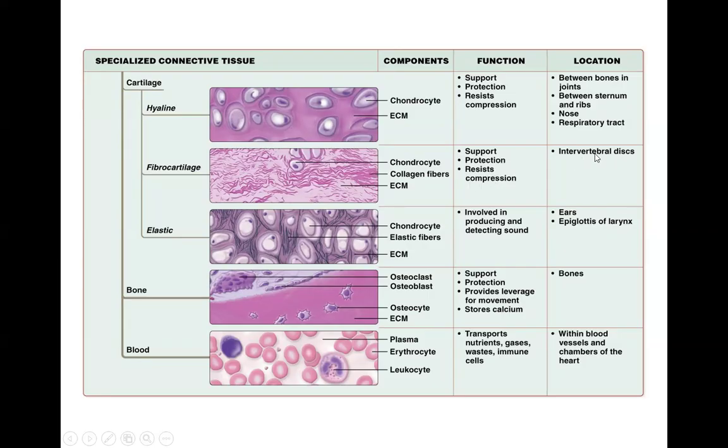This is found in the intervertebral disc. There is elastic cartilage that is involved in producing and detecting sound. It is found in the ears and the epiglottis of the larynx. This is the bone. The bone has osteoclasts, osteoblasts, and osteocytes. It supports, protects, and provides the leverage for movement.